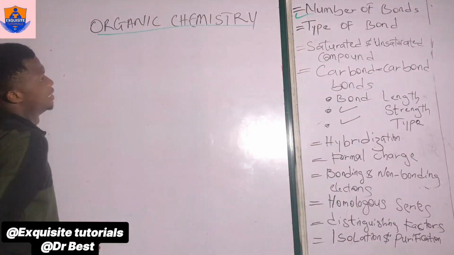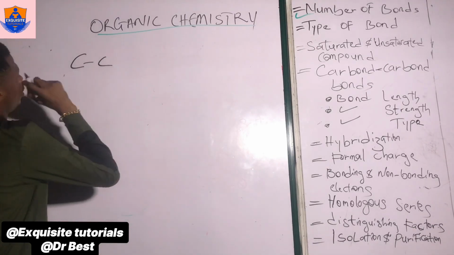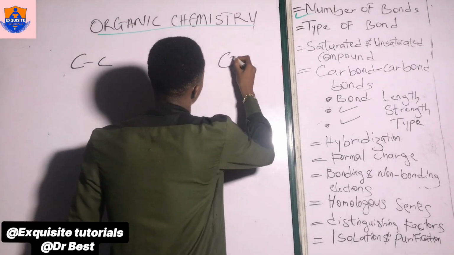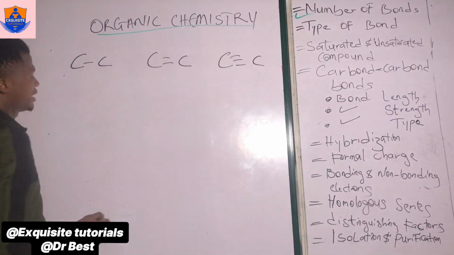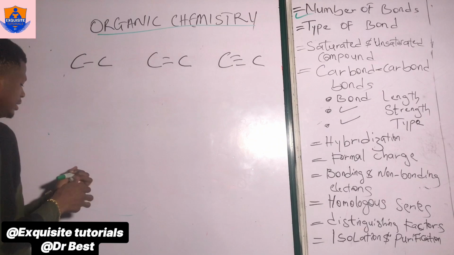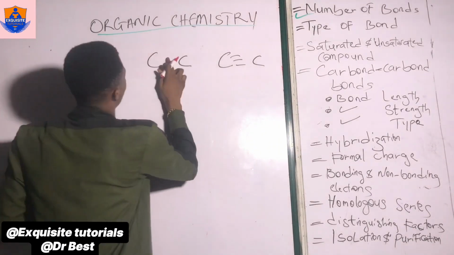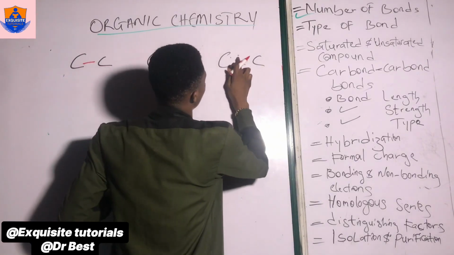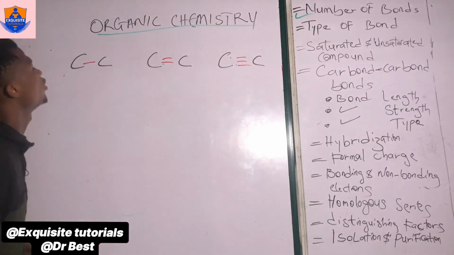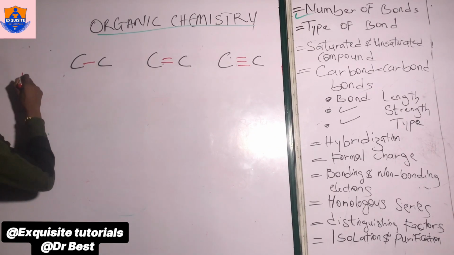Now let's look at this. Carbon bonds. Just like I told you, we'll have this single bond, double bond. So I think I should use red to indicate these bonds. We're going to be looking at so many things under carbon bonds: bond strength, bond length, and bond type. Now let's begin with length.